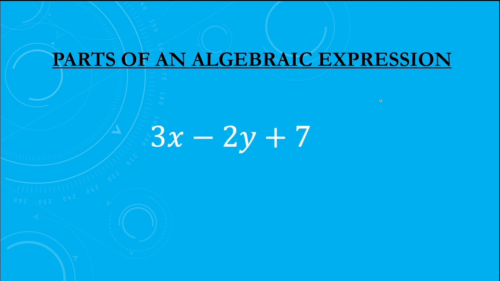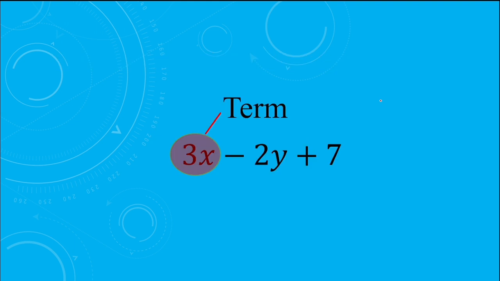Now, parts of an algebraic expression. Okay, this is important. The first is term. Then what is a term? In an algebraic expression, the parts separated by operations are called terms. So tell me, here how many terms are there? 3 terms. That is 3x, another is 2y, another is 7. These are called terms. Okay.